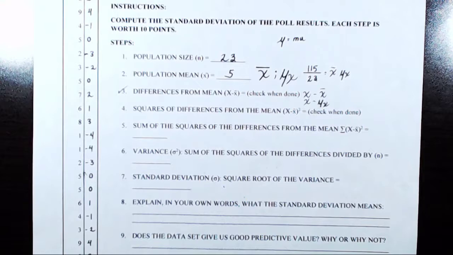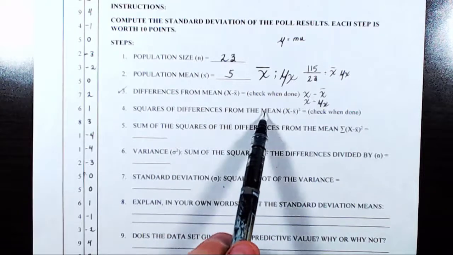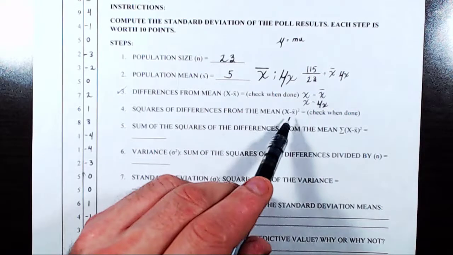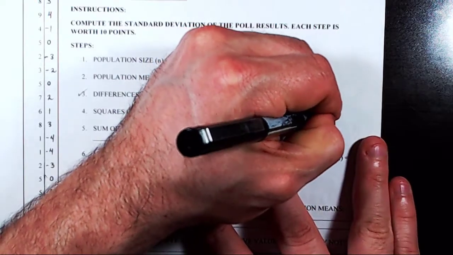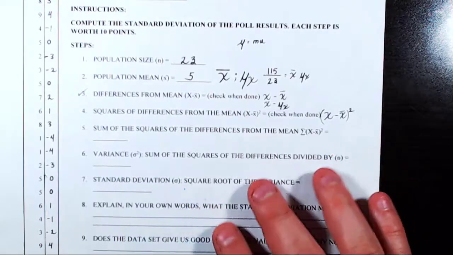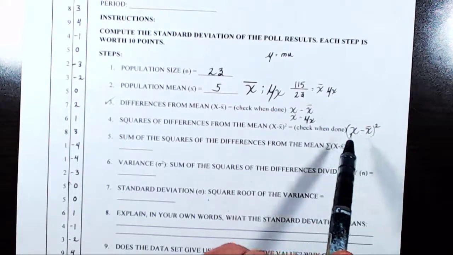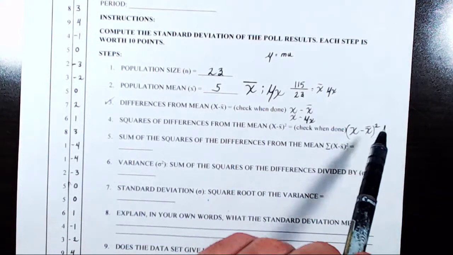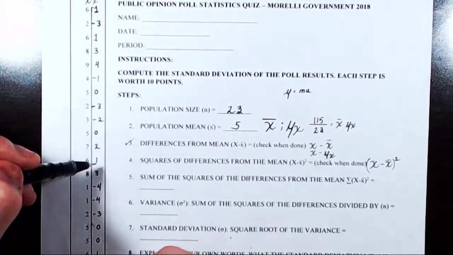Okay, now the next step tells us to find the squares of the differences from the mean. Oh boy. Well, it says here x minus x bar squared. What it's asking us to do is x minus x bar, then square the value. Looks scary, but we've already got the part inside the parentheses because we did that in step 3. Differences from the mean. That's all that is, x minus x bar squared. So these are my x minus x bar values right here.